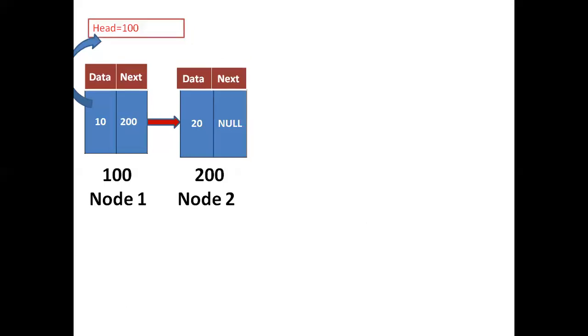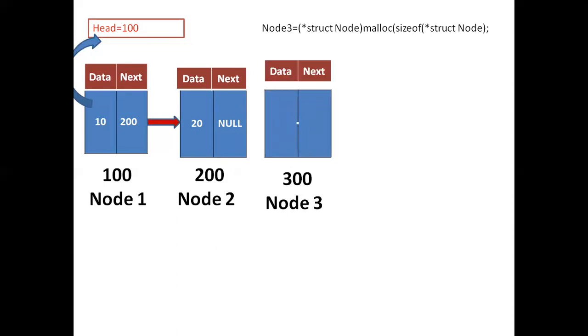Now, if you want to create one more node, node 3, again we are using the dynamic memory allocation concept and creating the address for node 3, 300, with the data part and next part. Again, we store the data part as 30 and the next part as null. Okay, fine. Now after that we connect the link between these two, which means 200 next should be 300. This is the way we can connect.